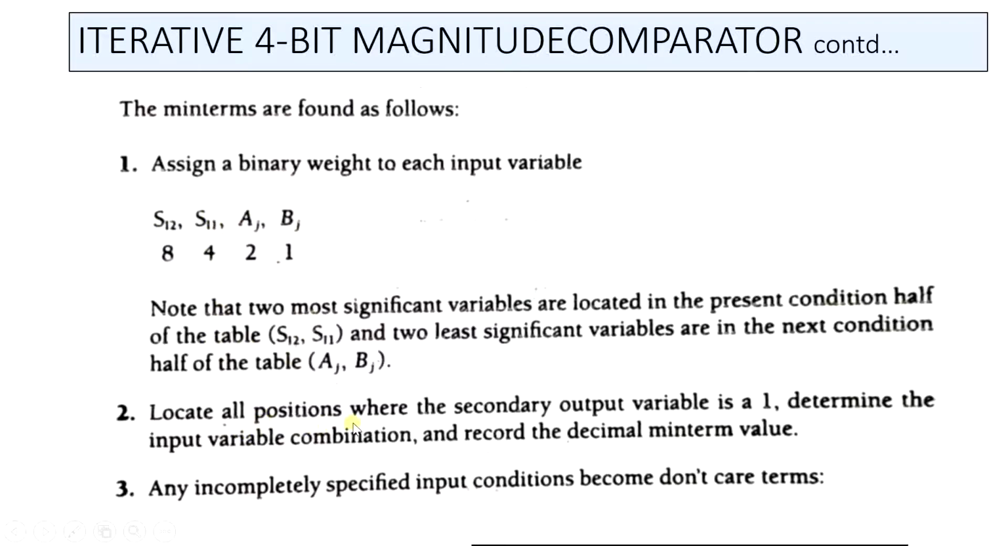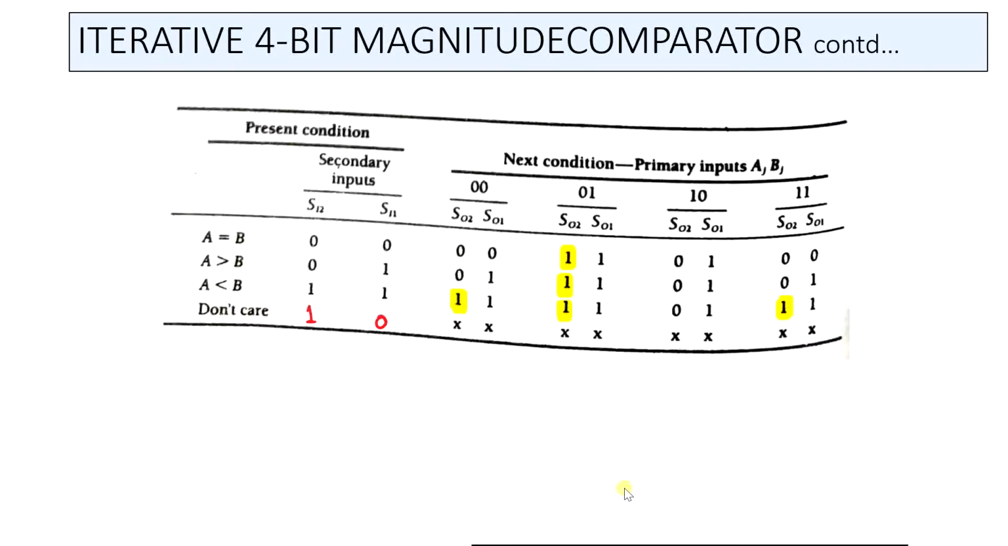Then we need to locate all positions where the secondary output variable is equal to 1, determine the input variable combination and record the decimal minterm value. If there are any incompletely specified input conditions, then they will become the don't care terms. So let us apply this particular procedure and obtain the secondary outputs so that we can decode it to 3 boundary conditions.